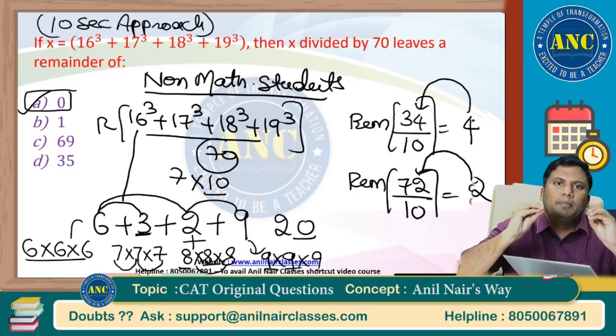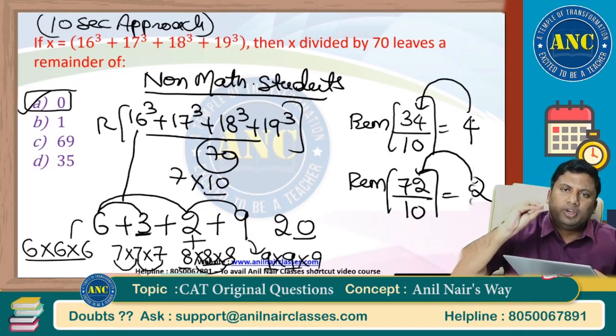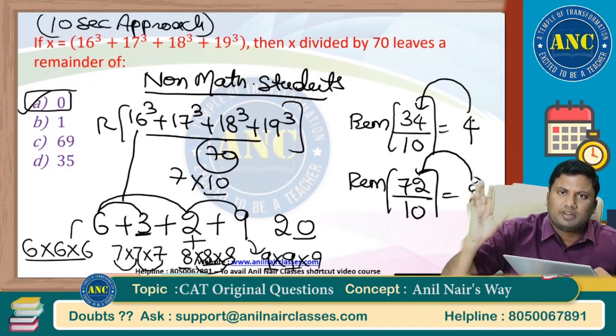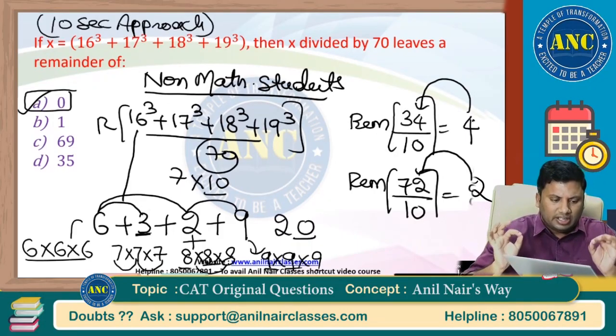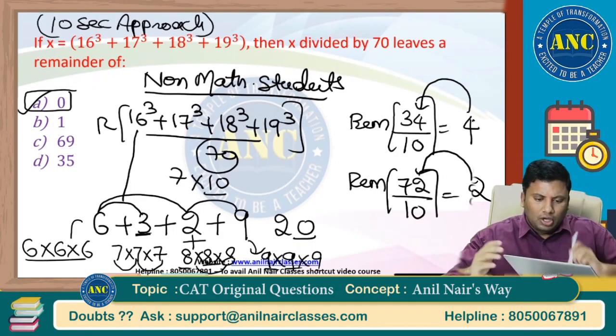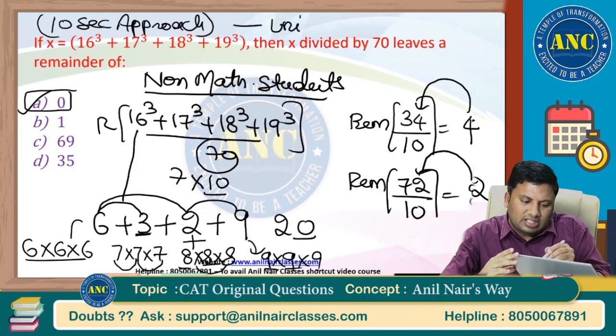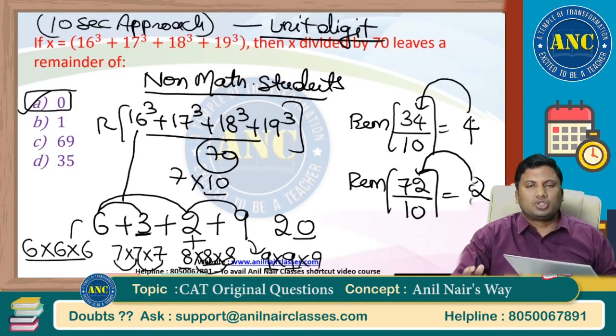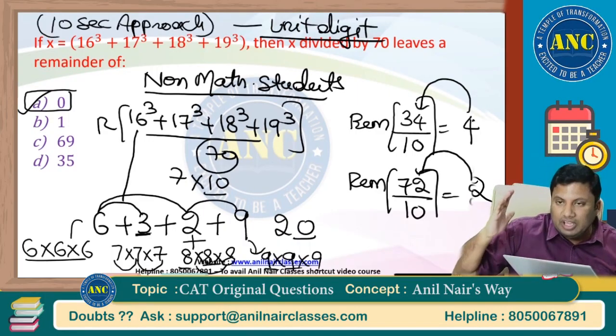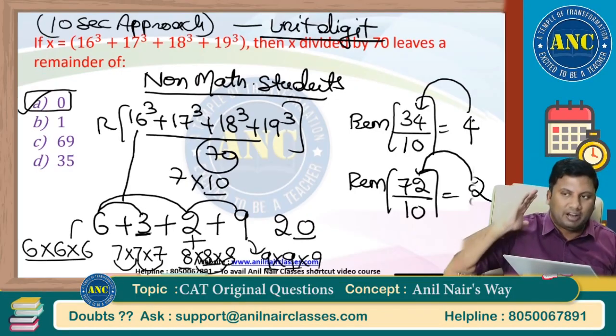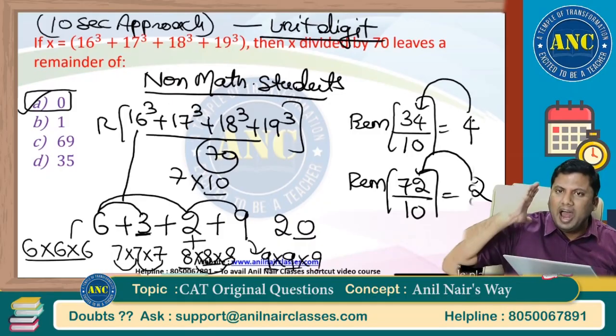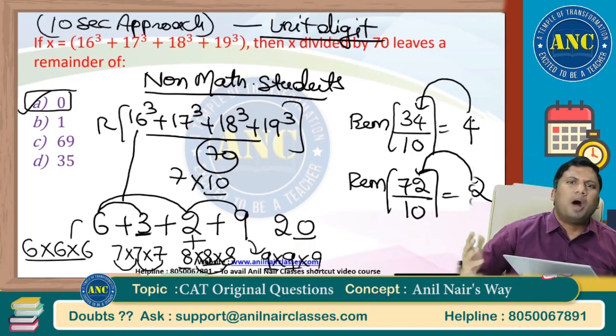If any number is ending with 0, when you divide by 10, the unit digit will be the remainder, so the unit digit should be 0. Simple unit digit logic. This is something I want my enrolled students to learn. If you keep on solving in these unique ways, the CAT paper becomes probably the easiest paper.